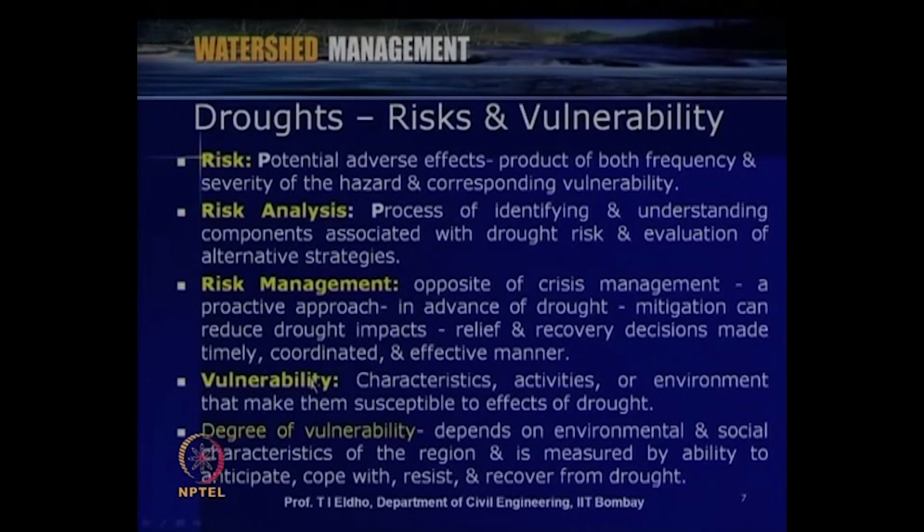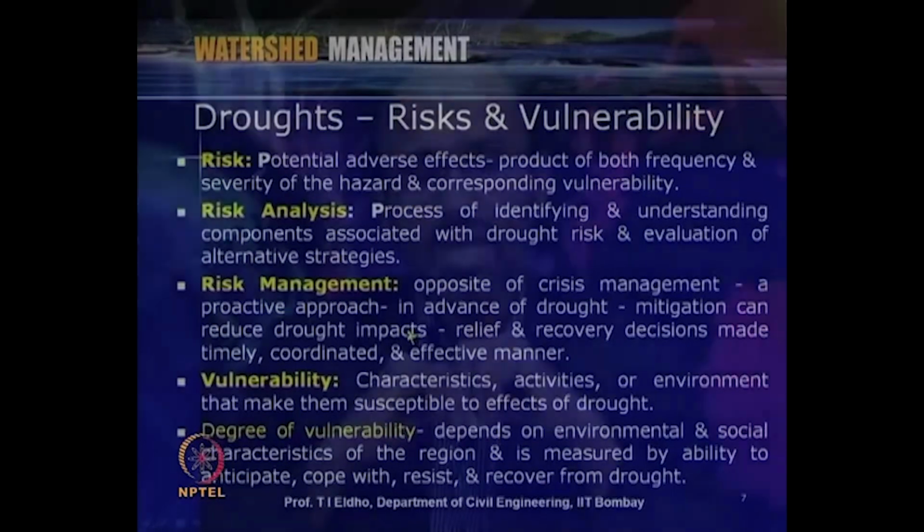And when we look into vulnerability, vulnerability indicates the characteristics, activities or environments that make them susceptible to the effects of droughts. So, we can calculate the degree of vulnerability for a particular area depending upon various conditions. This degree of vulnerability depends on the environmental and social characteristics of the region, and is measured by the ability to anticipate, cope with, resist and recover from drought.